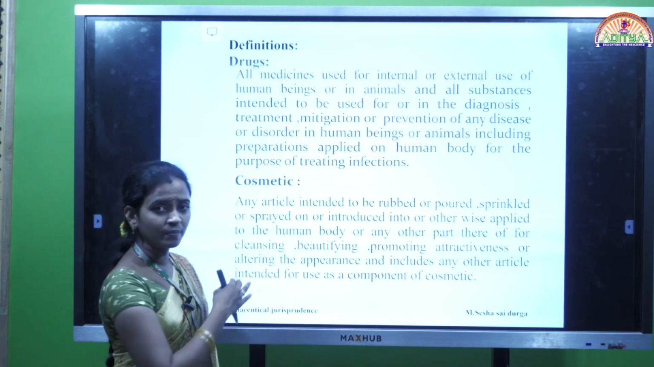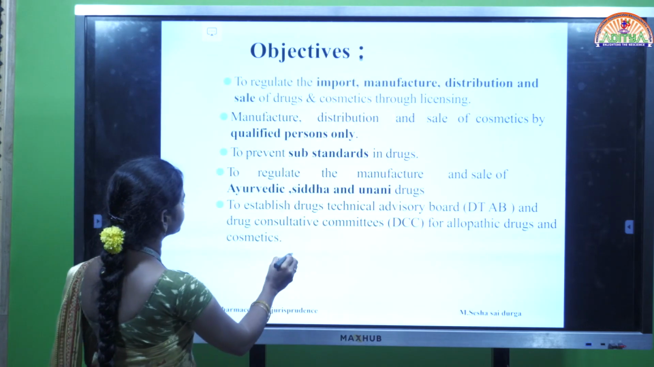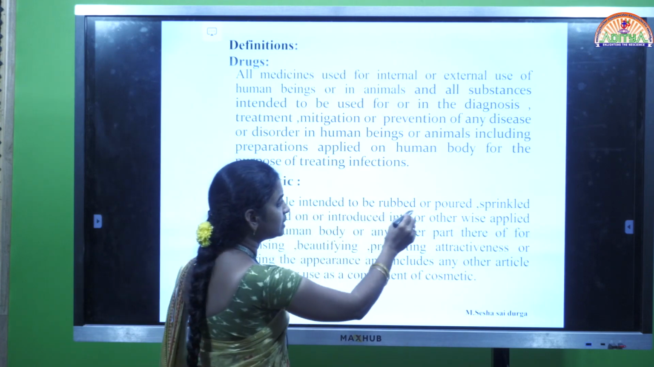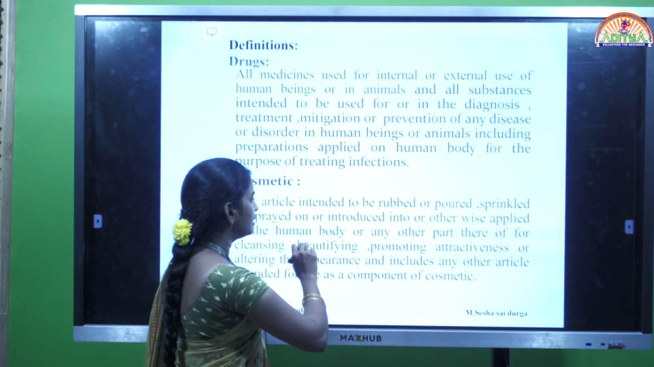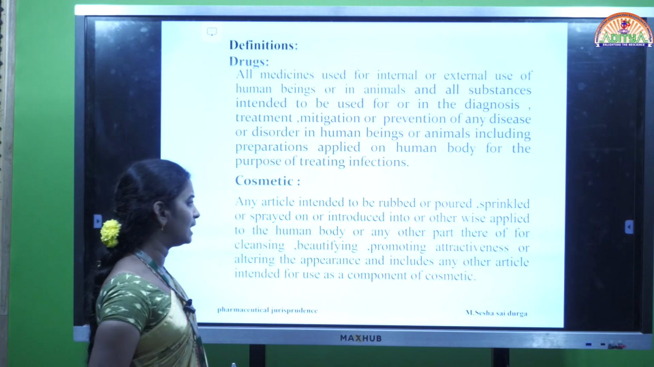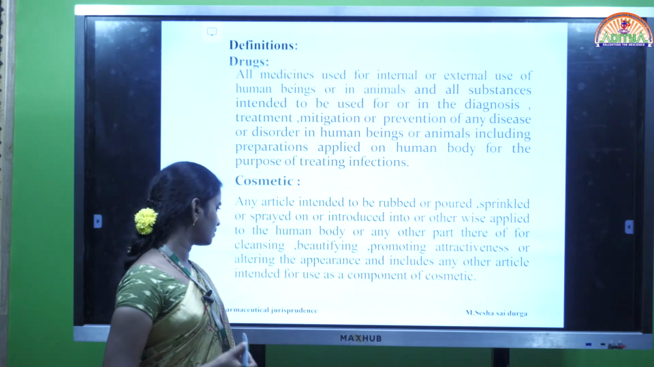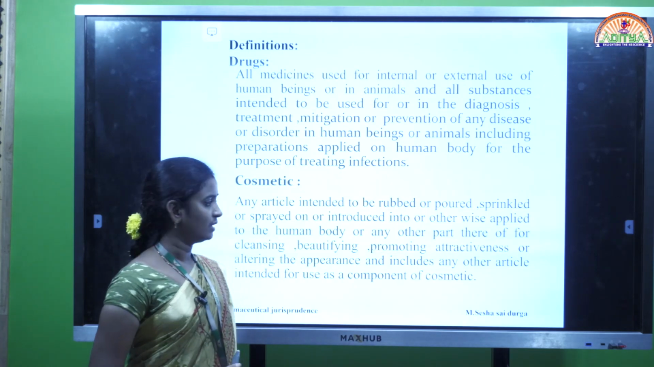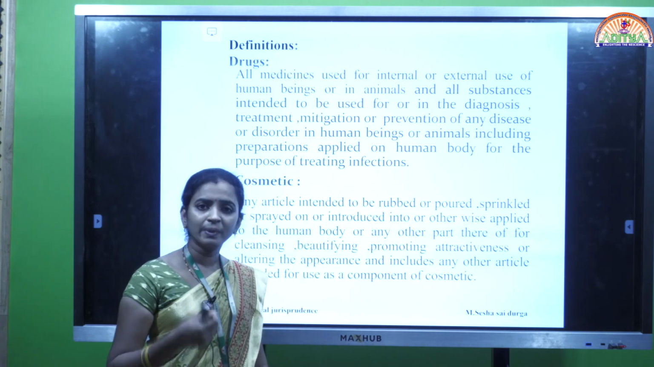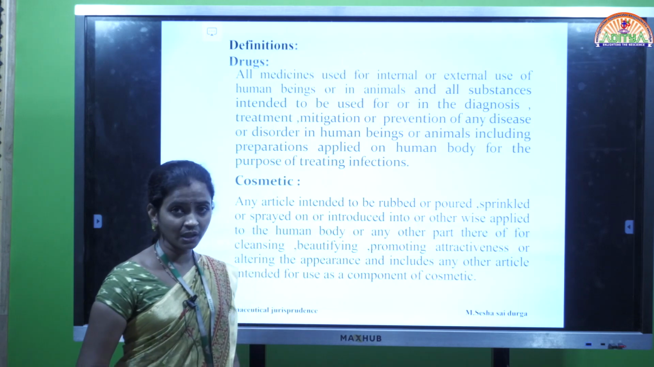Drug is completely different from cosmetics. So first we should also know the definition of a cosmetic. What is a cosmetic? See here, any article intended to be rubbed or poured, sprinkled or sprayed or introduced into or otherwise applied on the human body or any other part thereof for cleansing, beautifying and promoting attractiveness or altering the appearance. So substances which are poured or sprinkled or sprayed, anyway we can use. Why are we using them? What is the purpose?